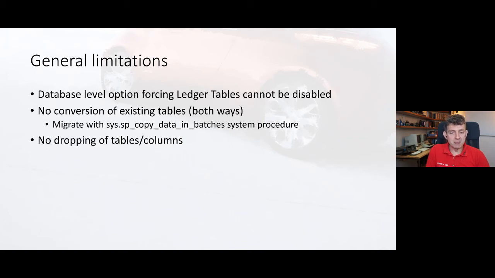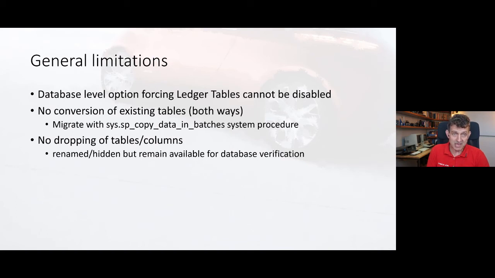There's no dropping of tables or columns. So when you drop tables, they are simply renamed, as you saw, and they are put in a folder in Object Explorer. It's simply a bit column with additional metadata. This is in the case of tables. In the case of columns, they are simply hidden. They remain available for database verification. Otherwise, if you drop them, you cannot verify the database with your digest, of course. So they need to stay somewhere. They are simply hidden, and they are not returned when you do a select.